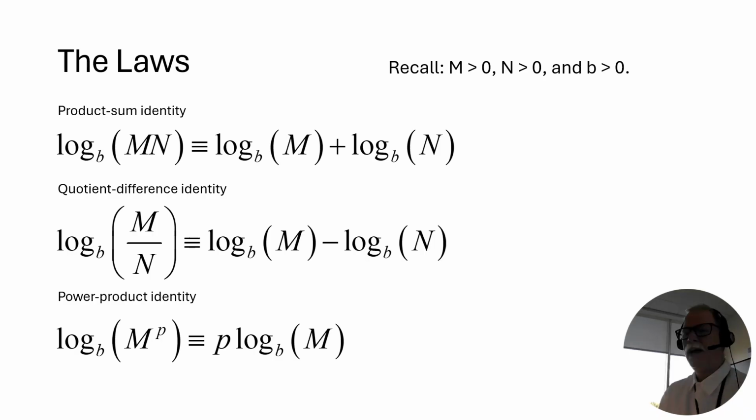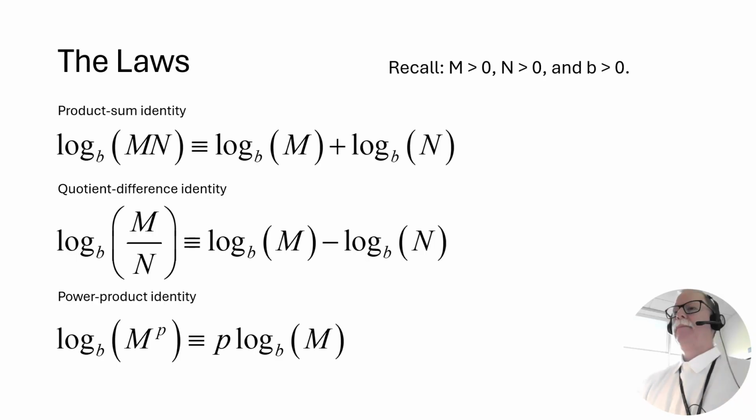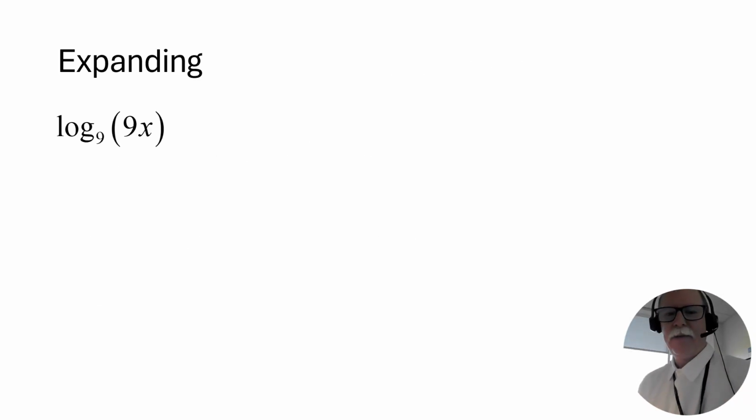I also call them identities because they are true, absolutely true, no matter what we put in the M, N, or B. As long as it's greater than 0, these are always true. And an identity is not an equation per se. So I use the 3 bars. Six of one, half a dozen of the other. Okay, so let's just look at some examples.